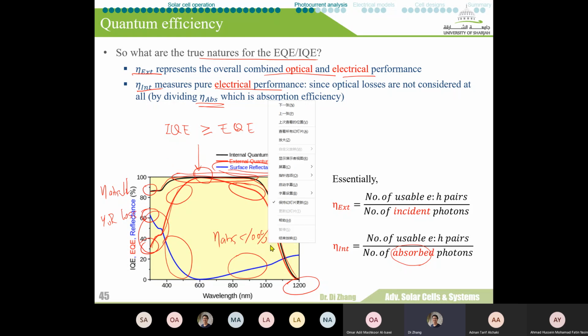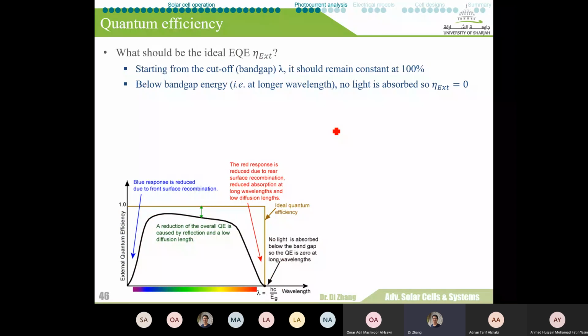So now this is a real example, right? A real example for the quantum efficiency. Now the question is, ideally speaking, what should be the ideal quantum efficiency? Okay, ideally, what should be our target? What should be the ultimate target for external quantum efficiency?